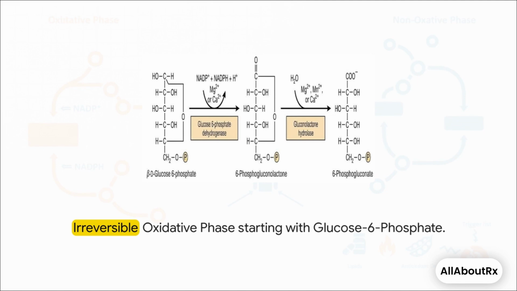Now, what's really fascinating here is the very first step. The enzyme glucose 6-phosphate dehydrogenase, or G6PD, is the ultimate gatekeeper. It is literally the rate-limiting and regulatory step of the entire pathway. It grabs our starting material, glucose 6-phosphate, and oxidizes it.